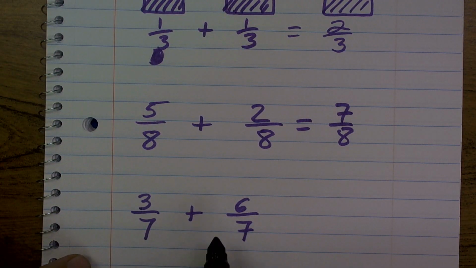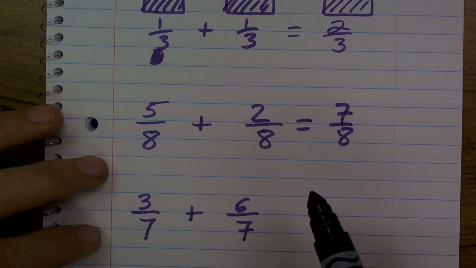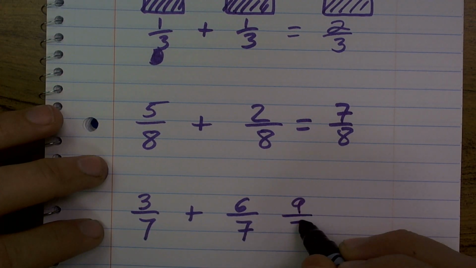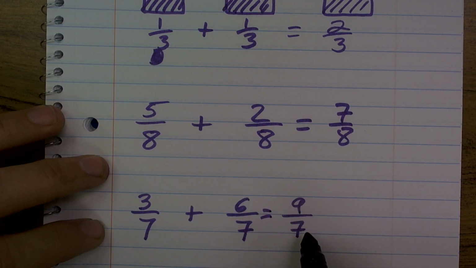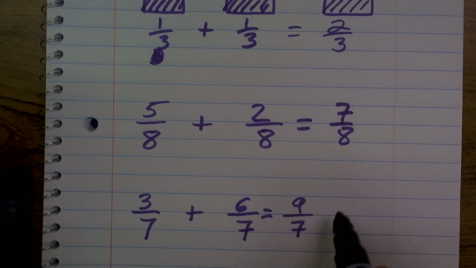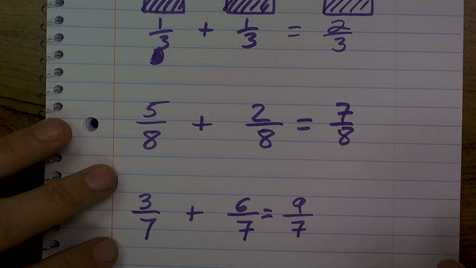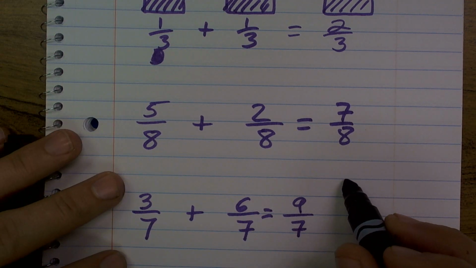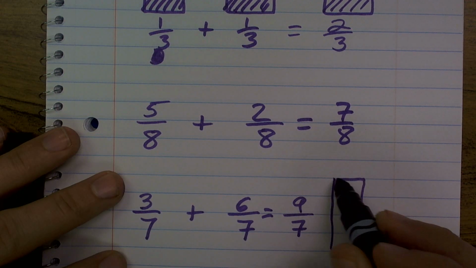Okay, so now let's look at the next one. 3/7 plus 6/7. Now this is going to be a special case where we still add our tops and keep our bottom. So now we're going to get 9/7. And you might say, well, how can you have a part that's greater than what your whole is? Well, all I'm really doing is adding extra parts.